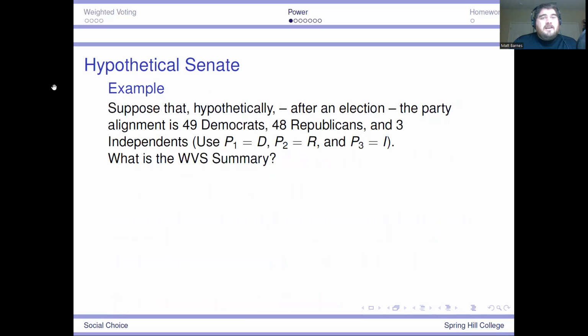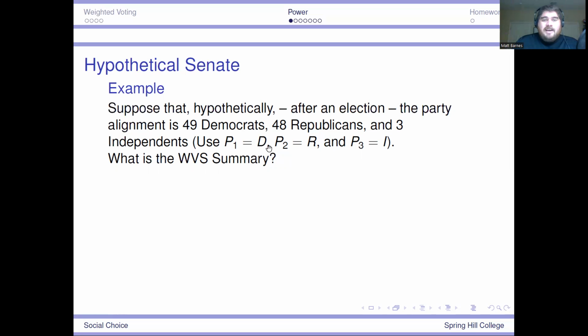And now that you've done that, let's switch it up a little bit. Let's suppose hypothetically that after an election, we get the following distribution: 49 Democrats, 48 Republicans, and 3 independents. Again, we're going to use the same assumption, that all Democrats are going to vote the same, all Republicans are going to vote the same, and all of our independents are going to vote the same.